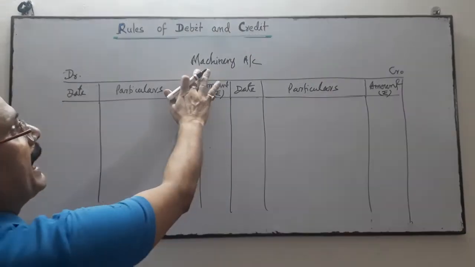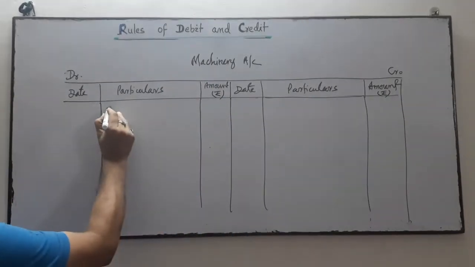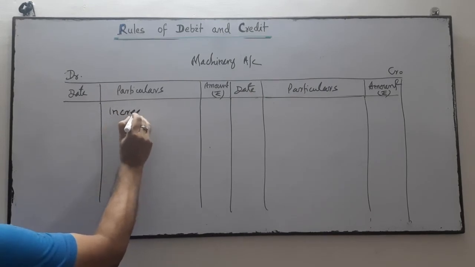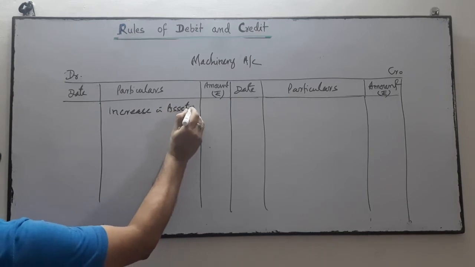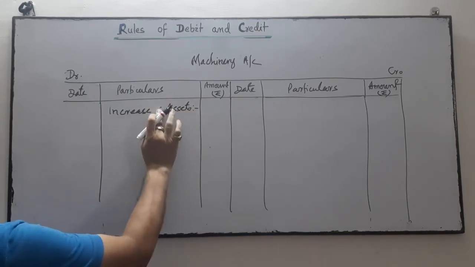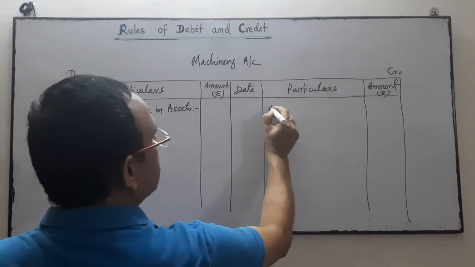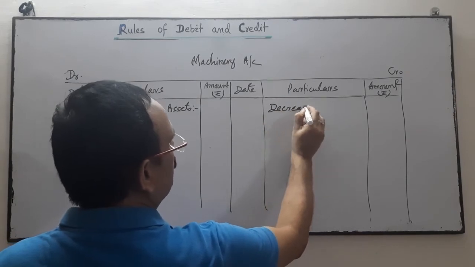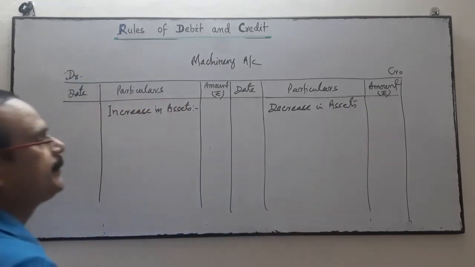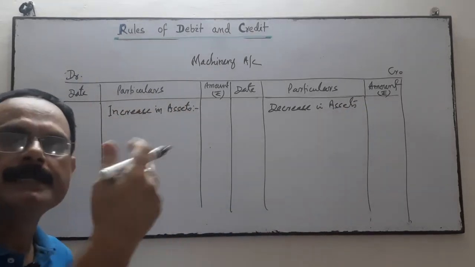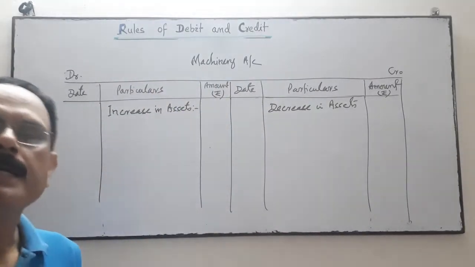You know the machinery is an asset, and you know the rules of debit and credit of assets. Increase in assets will be on this side, the debit side, and decrease in assets will be on the credit side. So machinery is an asset. If the value of machinery increases, then we will write on the debit side, or if the machinery is decreasing, then we will write on the credit side.